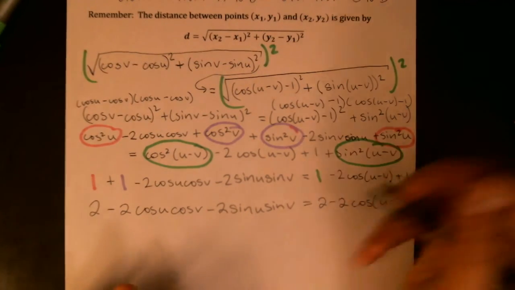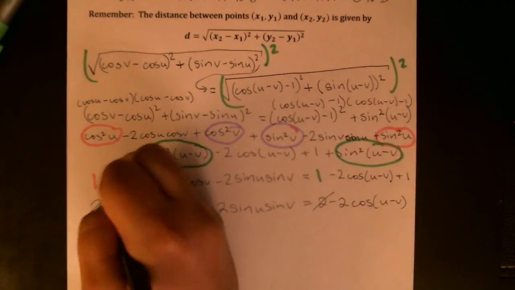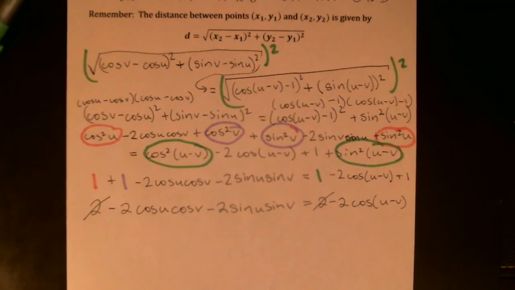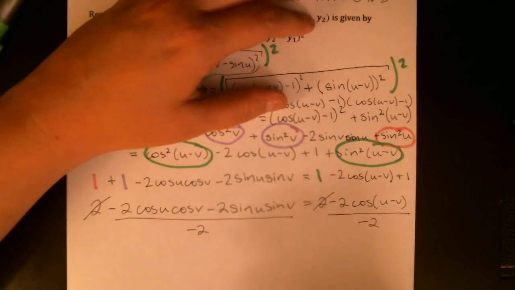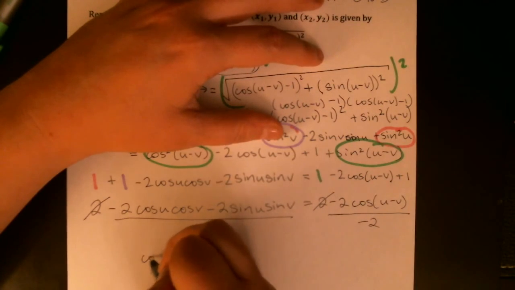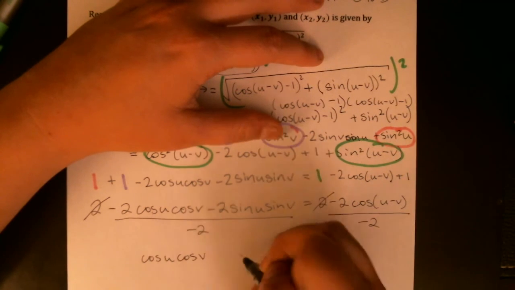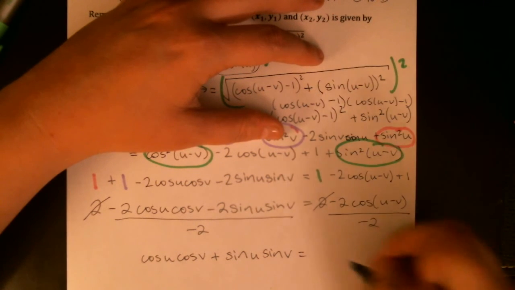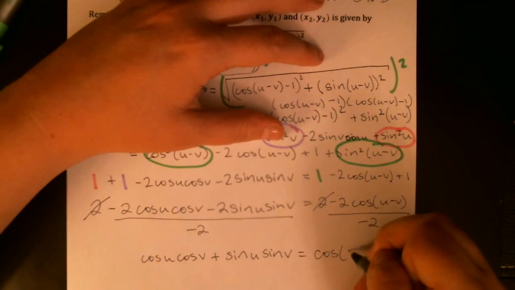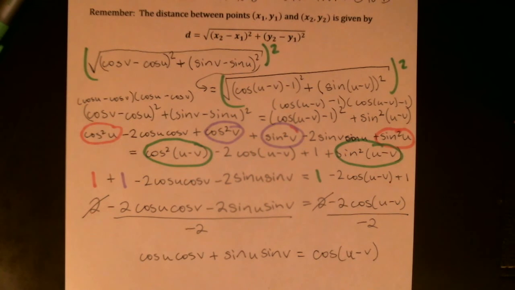Okay, so notice for starters that I can subtract 2 from both sides, and that's gone. And I can also, and this could happen in either order, divide everything. In fact, I think I'm going to divide by negative 2. And I get that cosine u cosine v plus sine u sine v is the same as cosine of u minus v.